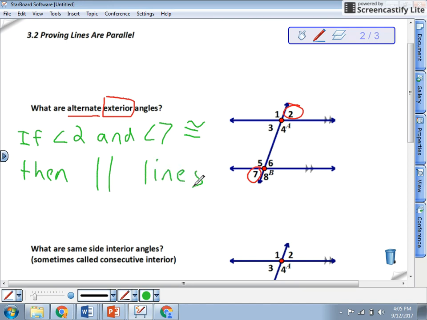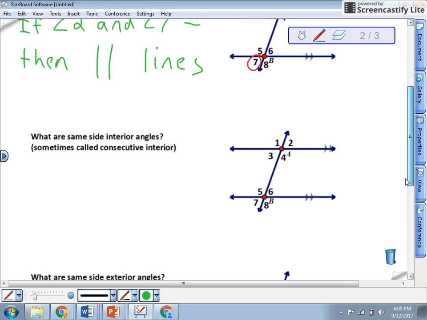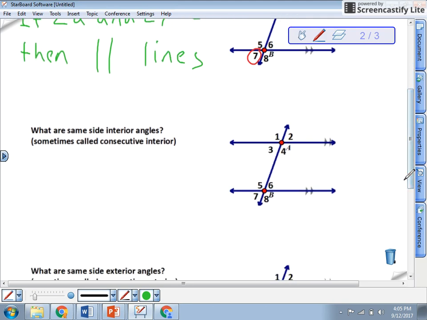Okay, then what about same side interior, same side exterior? So same side interior. We're looking on the same side of the transversal. So I'm going to use angle 3 again. Which would be the same side interior? It would be angle 5.